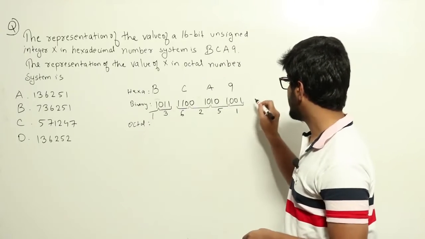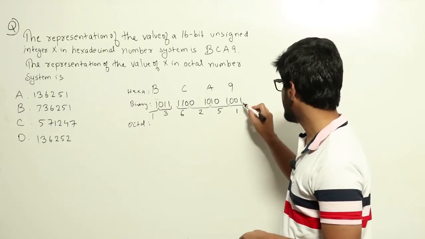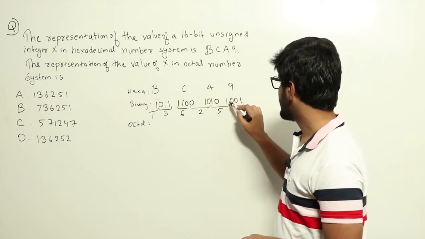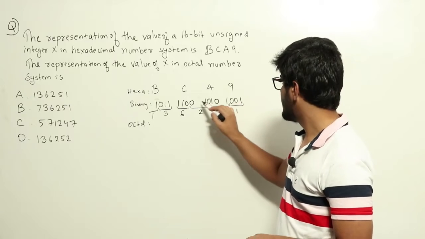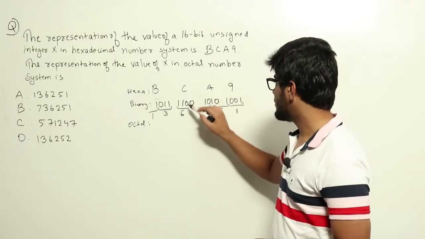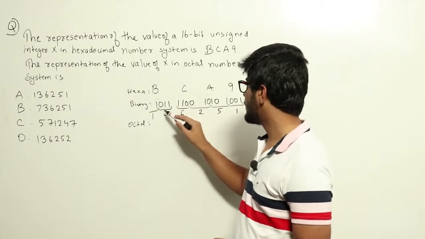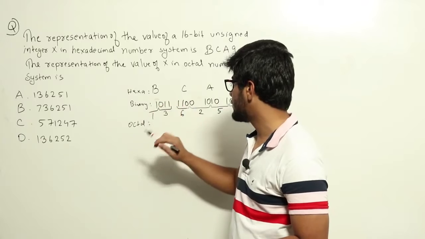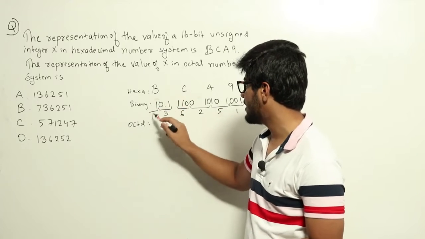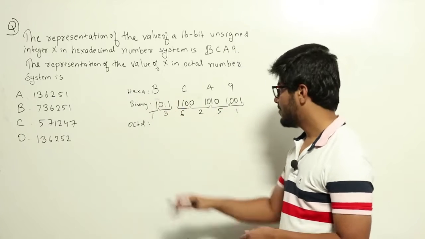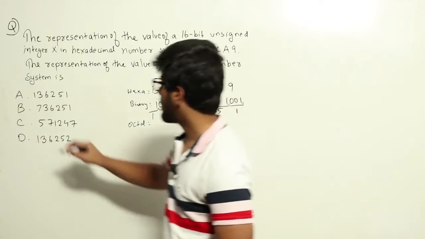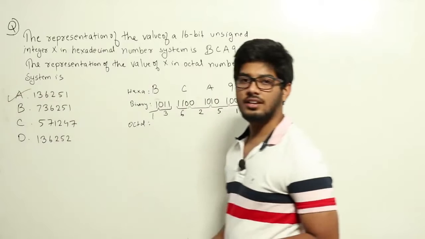The first 3 bits starting from the least significant bit is 001, that is 1, 101 is 5 in octal, 010 is 2 in octal, 110 is 6 in octal, 011 is 3 in octal. Now here there is only 1 bit, so we can assume 2 zeros to the left side, so that is 001, that is again 1 in octal, which means in octal the number is 136251. So option A is the right answer.